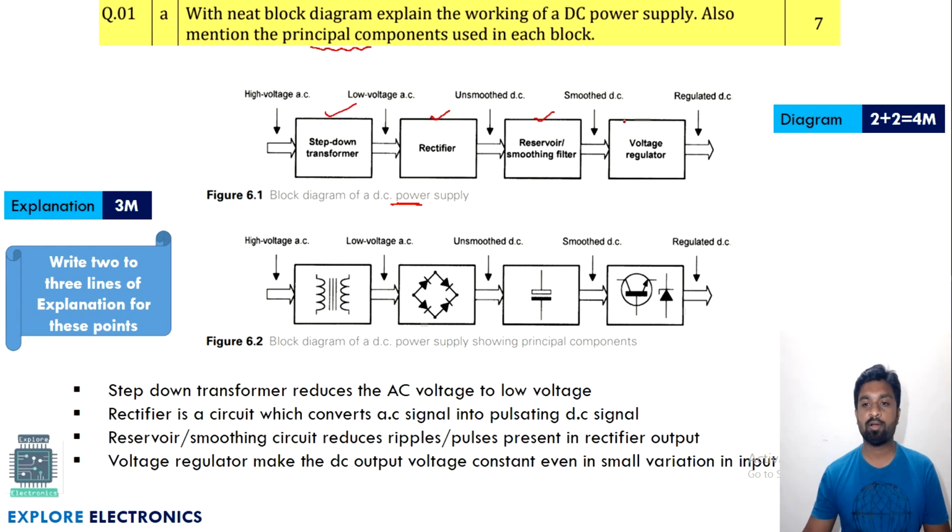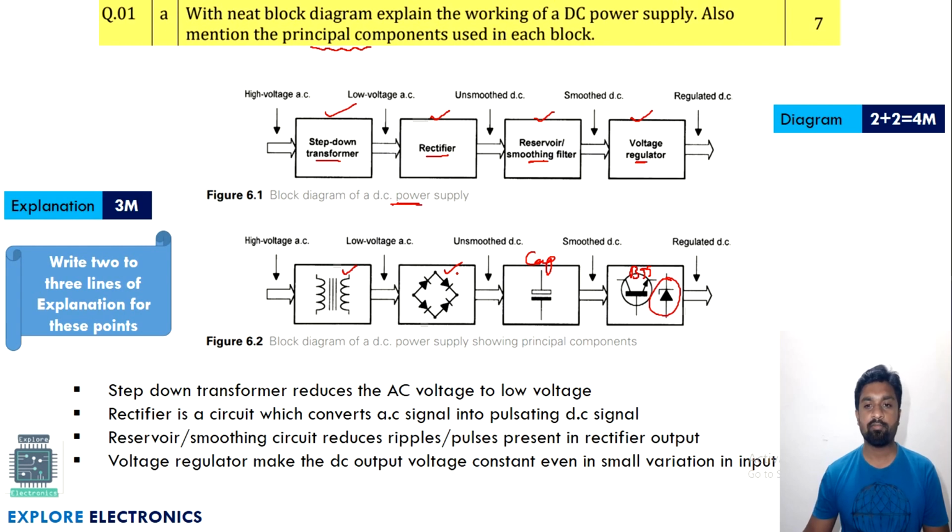So we have four blocks here. First one is a transformer, then we have rectifier, then filter is required and a voltage regulator. So these blocks will be containing a transformer like this. This rectifier will be containing any kind of rectifier, half wave, full wave or a bridge rectifier. And smoothing filter requires a capacitor and a voltage regulator using a Zener diode or a BJT we can say. So this much is required with respect to the block diagram.